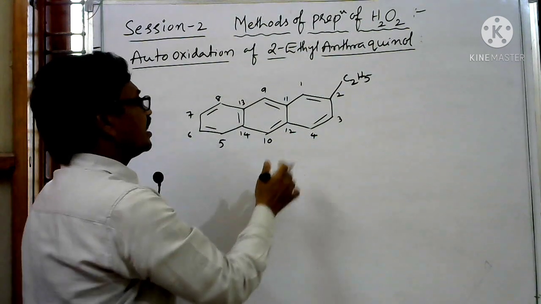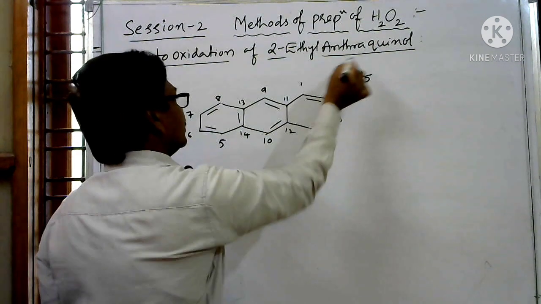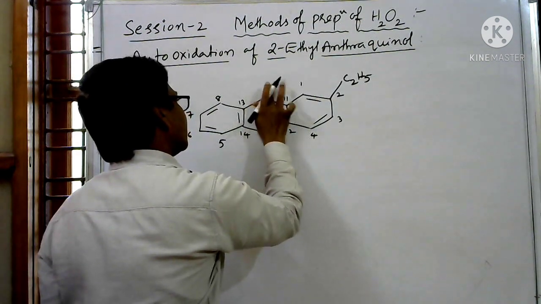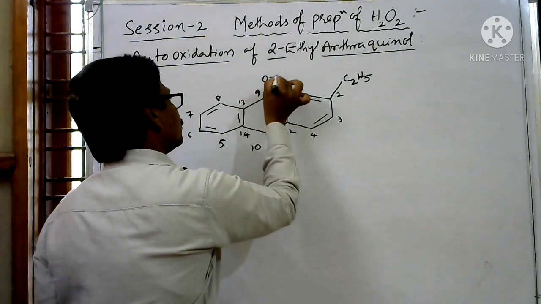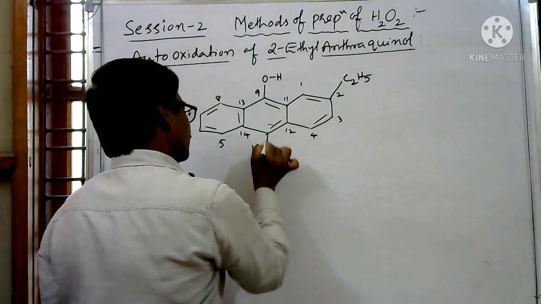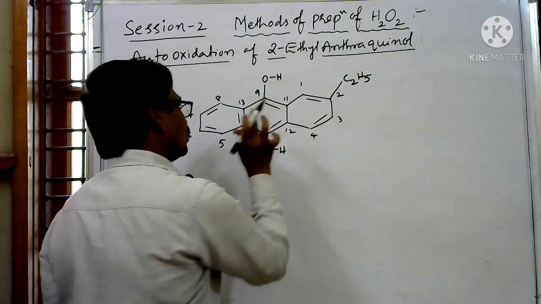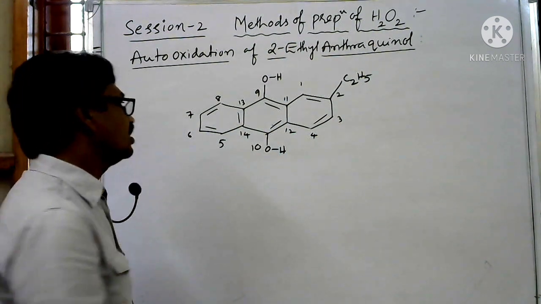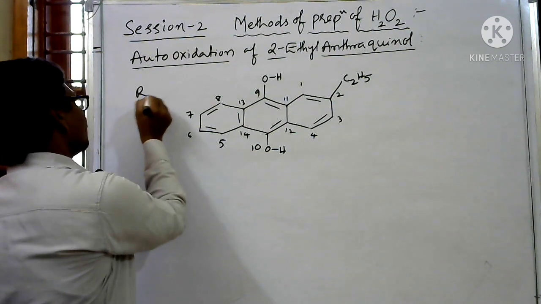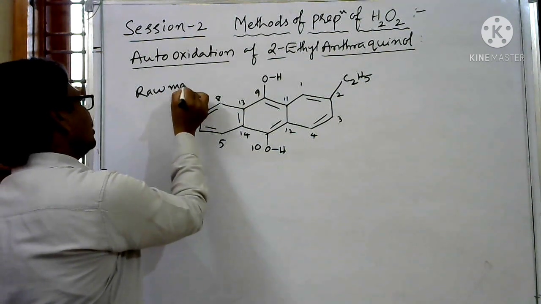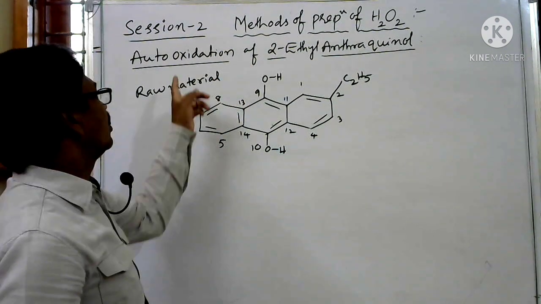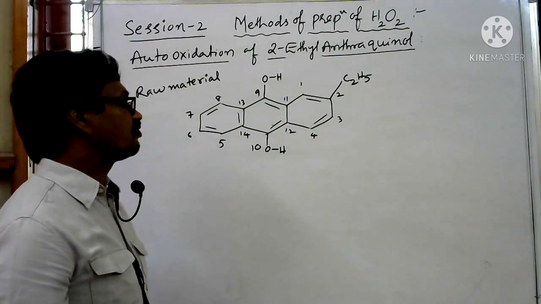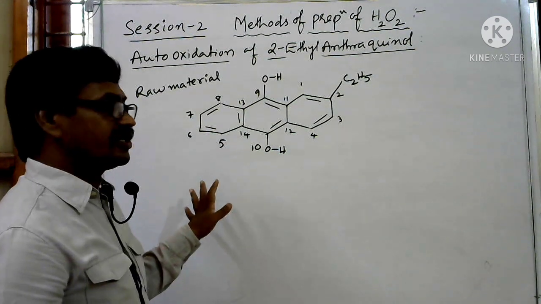Anthra means this is anthracene. Quinol means at the ninth position and at the 10th position there should be OH groups. This is 2-ethyl anthraquinol. We can say this is the raw material in the preparation of hydrogen peroxide during auto-oxidation of 2-ethyl anthraquinol.